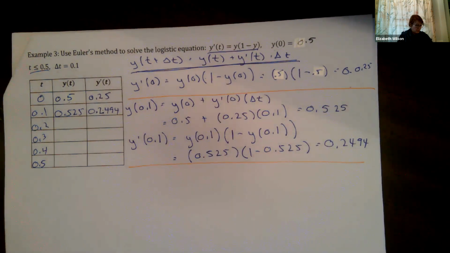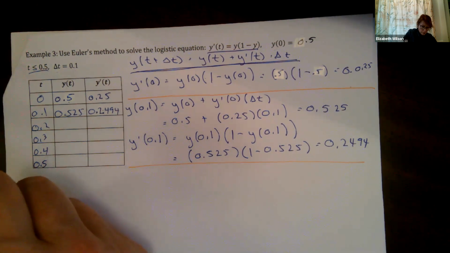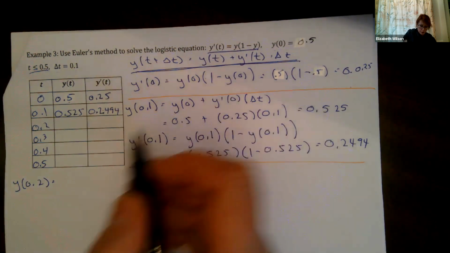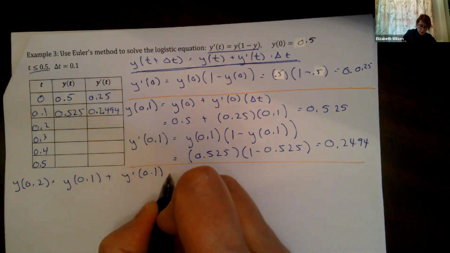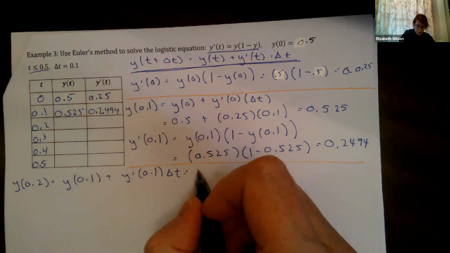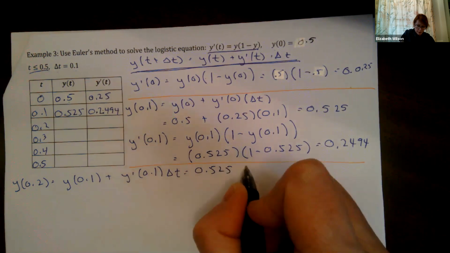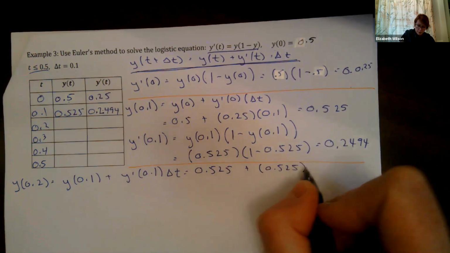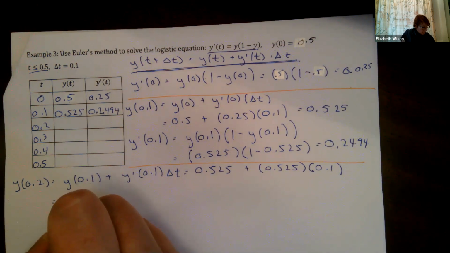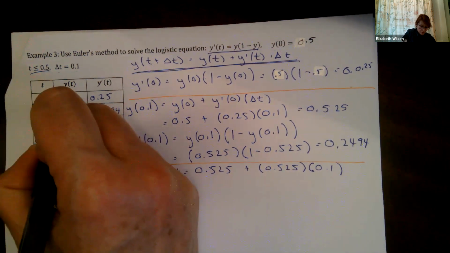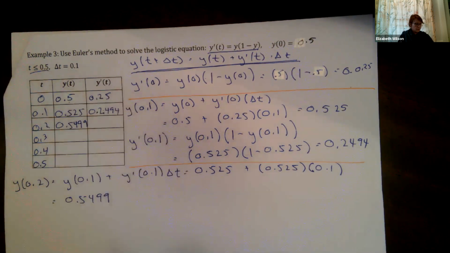Let's calculate our next value. So y of 0.2, my Euler's equation says, equals y of 0.1 plus y prime of 0.1 times delta t. So let's start plugging in. So y of 0.1, 0.525, plus 0.2494 times 0.1. Okay, that's going to give me 0.5499. Okay, and so on and so forth.